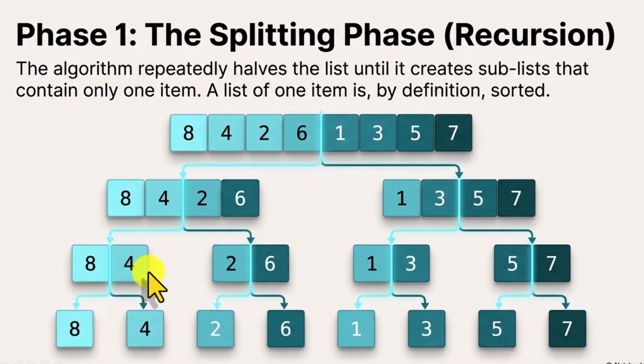Then while merging them back, we will compare them. For example, 8 and 4. Now I'll compare 8 and 4. So 4 is smaller, so 4 has to be here. Then I'll put 8 there.